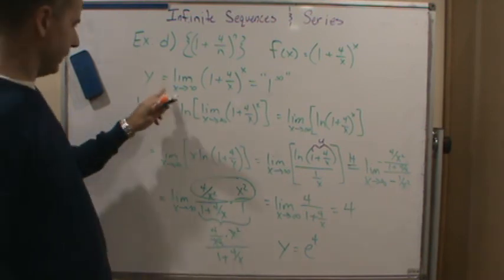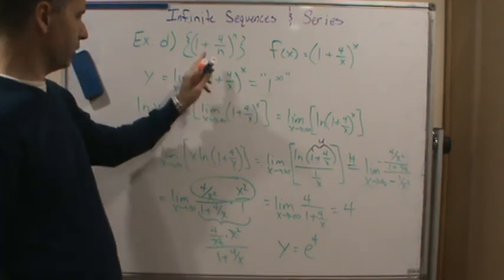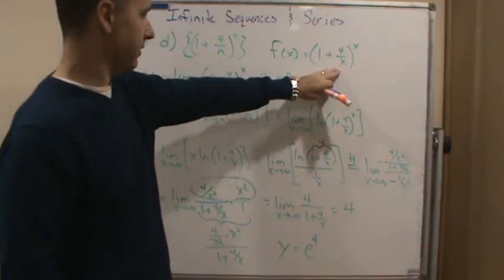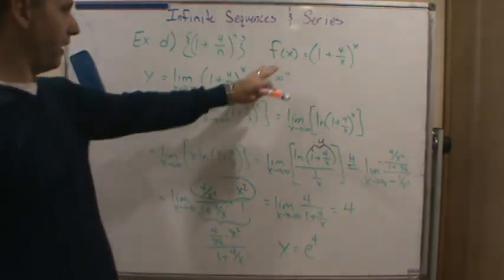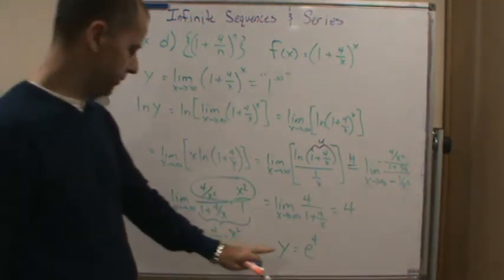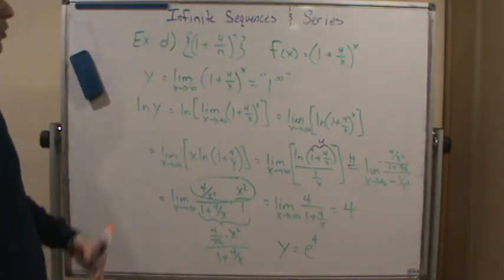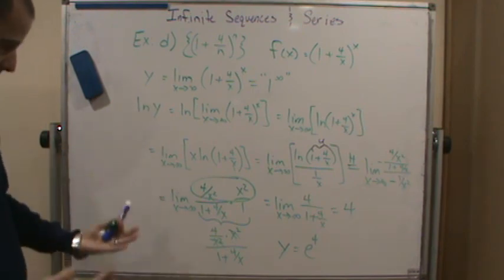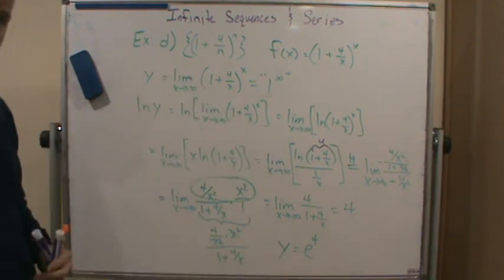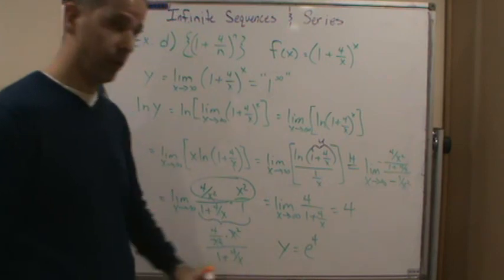And y is the limit of this thing, which is what we wanted. So we just found the limit of f of x. The limit of f of x is e to the 4th. So this sequence also converges to e to the 4th.